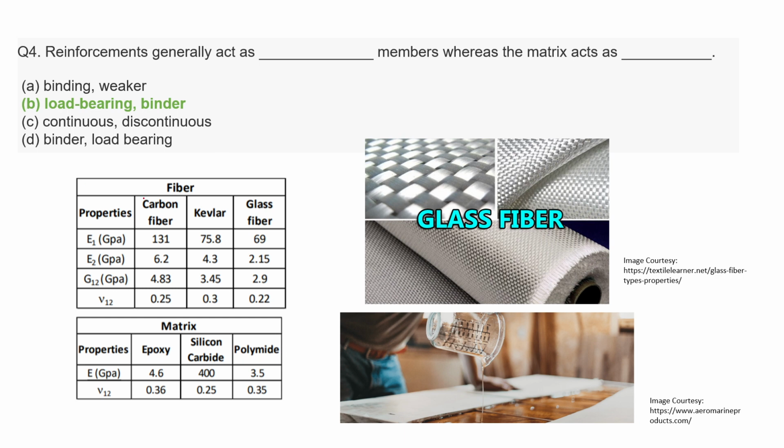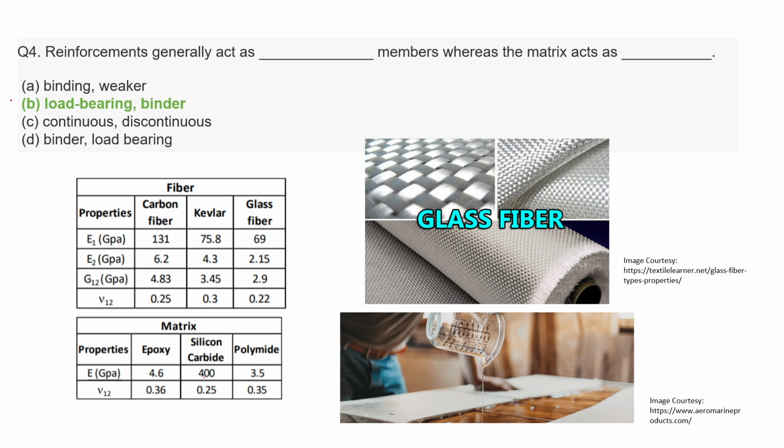And you can see here in the table, for the fiber, which is the reinforcement, the properties like the modulus, the shear modulus, Poisson ratio. So the modulus you can see is so much higher. The carbon fiber, the Kevlar, glass fiber is like 131 gigapascal, 75.8 gigapascal. Whereas for the matrix, it is very less. The modulus for epoxy is 4.6 gigapascal. So comparatively, you can see how much difference there is between the mechanical properties of the reinforcement and the matrix. From that, you can get the answer of this question.